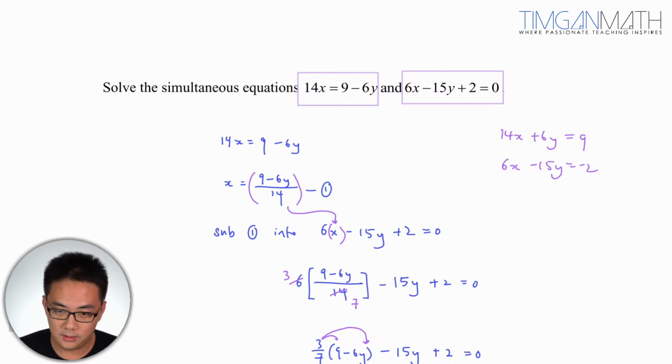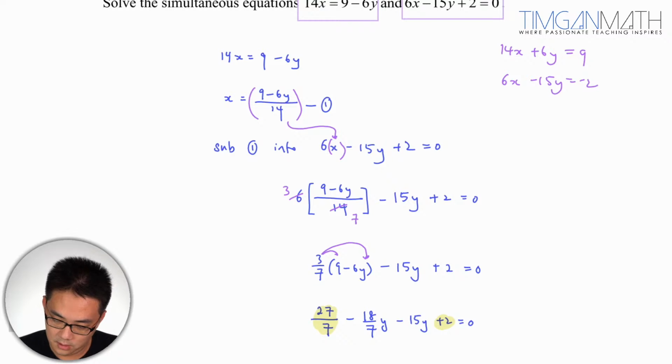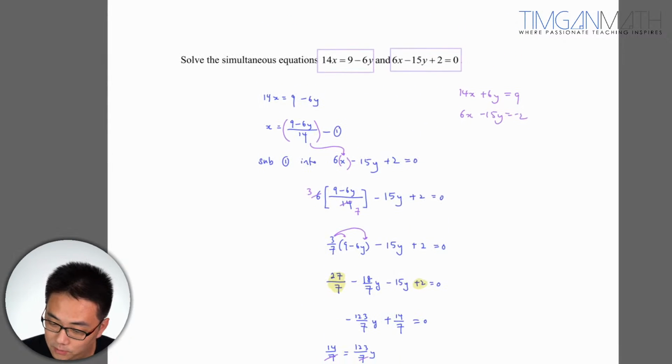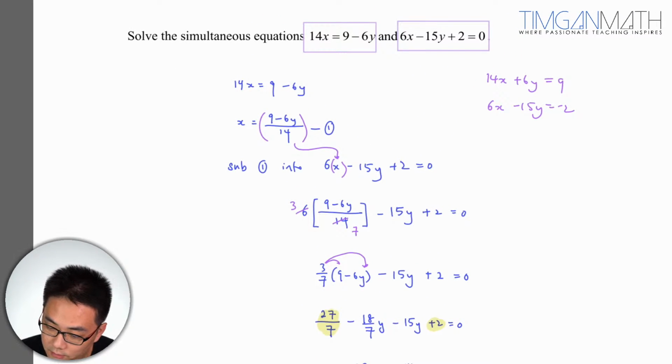Okay, let's see. 6 over 14 would be 3 over 7. 3 over 7 times 9 would be 27 over 7. 3 over 7 times 6 would be 18 over 7 plus 15... 1, 2, 3 over 14. Okay, somewhere is clearly wrong. 15y plus 2 equals 0.